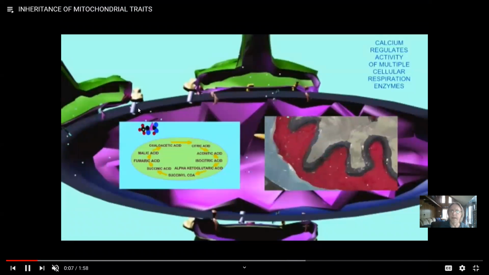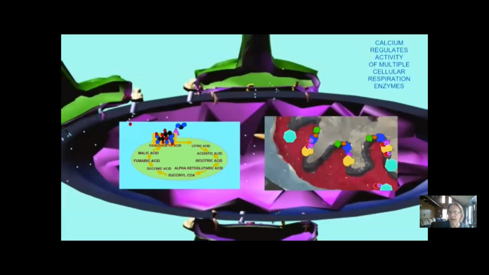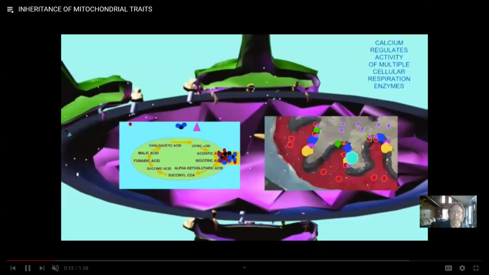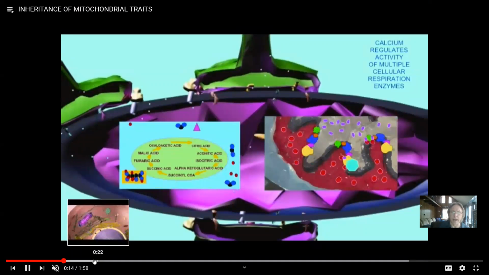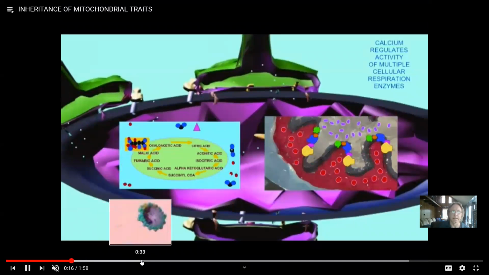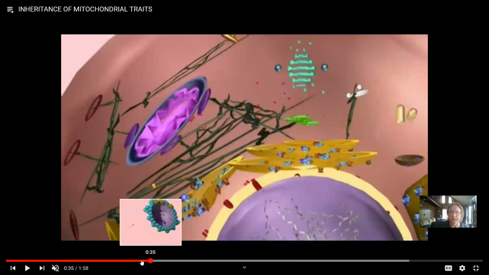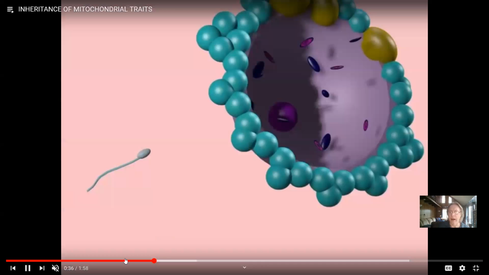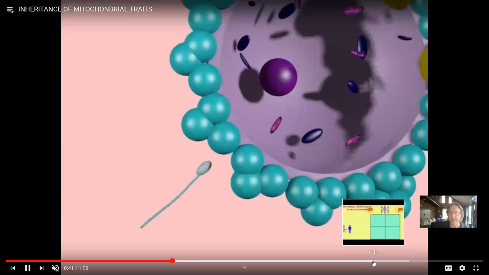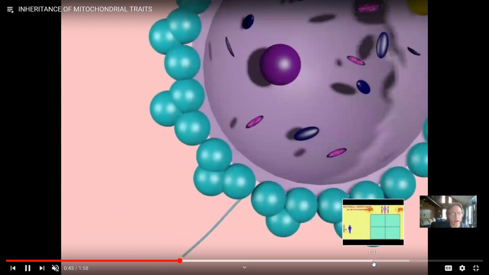Very often these mitochondrial diseases are in very active cells, and active cells need lots of mitochondria. There are specific genes here, and so there are, I'm sorry, I got past it.